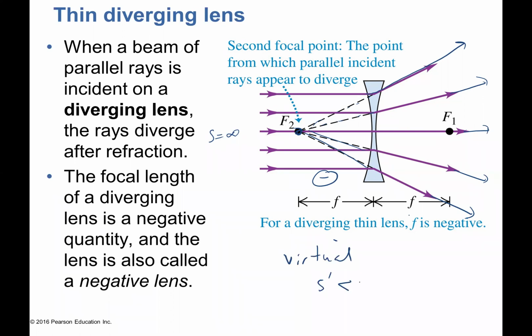And that means S prime here is negative. Remember, every virtual image was also upright. In any case, if you look at the focal length for this type of diverging lens, the focal length will also be negative. That means S prime is negative and the focal length is negative for the diverging lens.